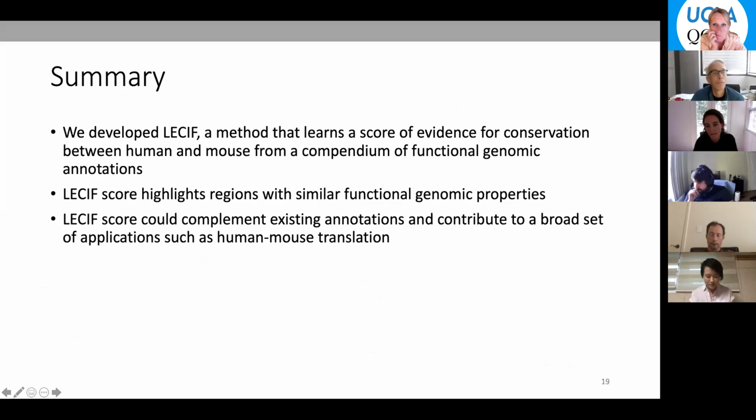In summary, we developed a method called LECIF, which learned a score of evidence for conservation between human and mouse for a compendium of functional genomic annotations. The output of our method, the LECIF score, highlights regions with strong evidence of conservation. We believe that our score will be useful in many applications, especially in terms of translating results between human and mouse.